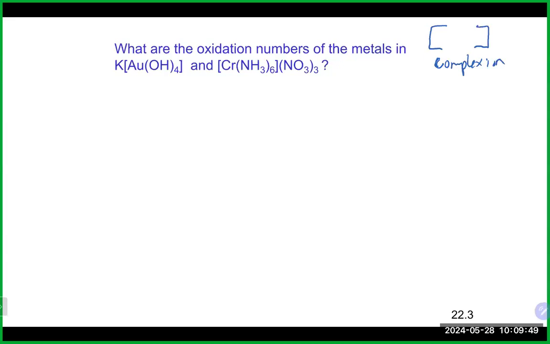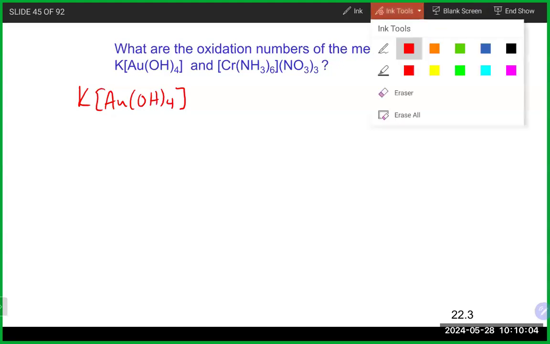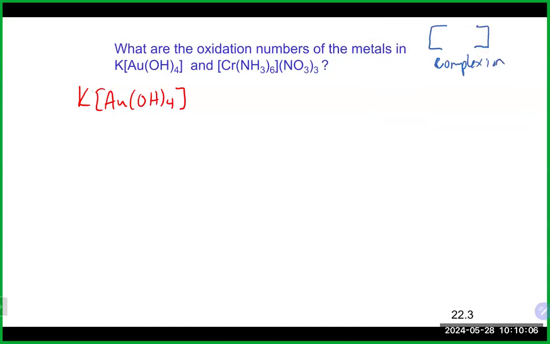Okay, so let's take a look. We're going to start here with our K[Au(OH)4]. So again, typically speaking here, the one in the bracket is going to be our complex ion. That means that in this case here, this is going to be our counter ion.